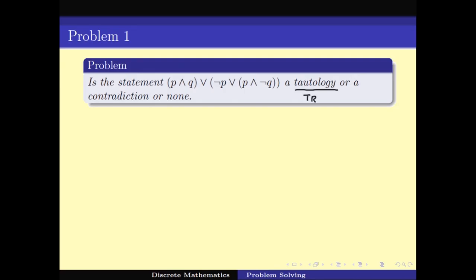Means that does this statement, for any evaluation of P and Q, whether P and Q are true or false, always come out to be true. A contradiction basically says that it is always false. And the third one, none, basically means that for some setting of P and Q the statement becomes true, and for some assignment of P and Q to true and false it becomes false.